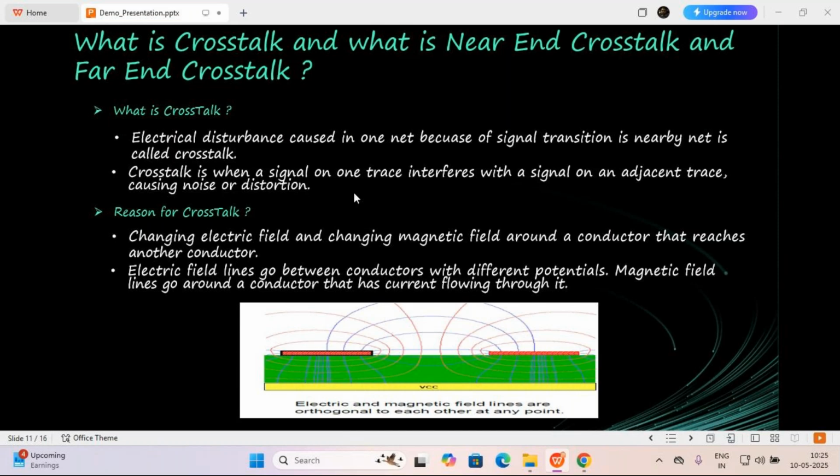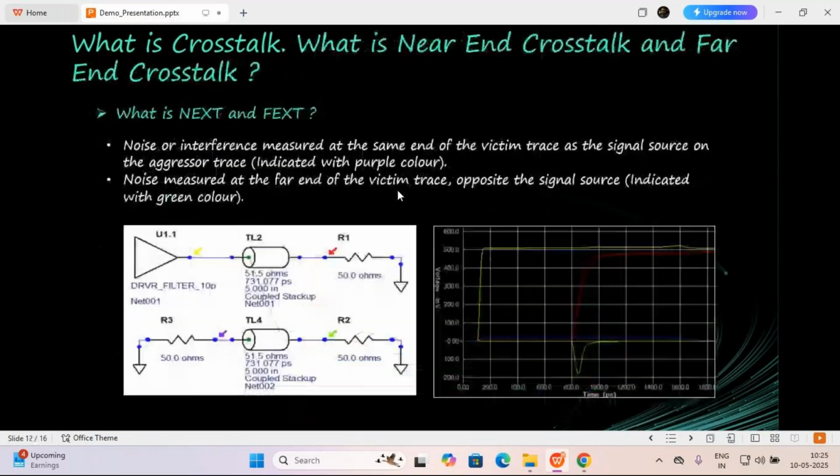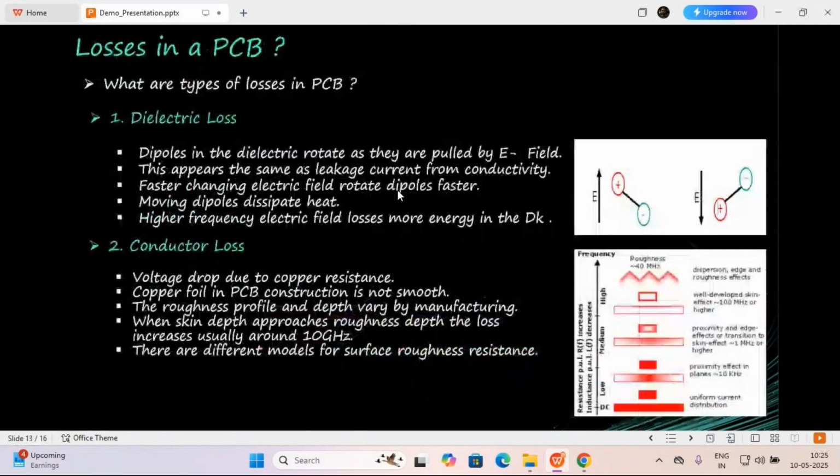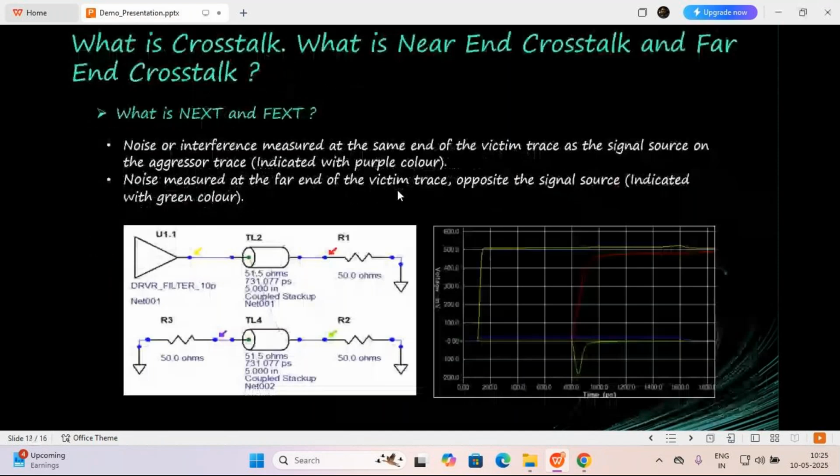Okay. So now, what is NEXT and FEXT? NEXT stands for near end crosstalk and FEXT stands for far end crosstalk. So what is near end, and what is far end crosstalk? This is the simulation result which I have taken from the HyperLynx tool. In HyperLynx you can do this crosstalk analysis.